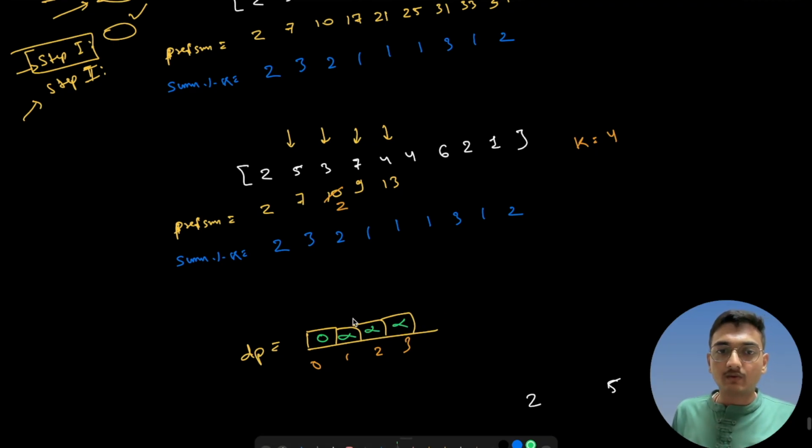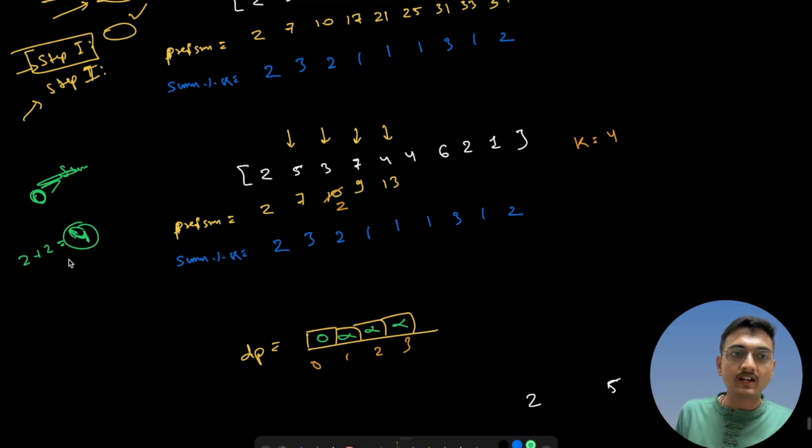What does that mean? 0 means if I got a 0 sum, let's say I got a 2, then again I got a 2, so my sum is 4. If my sum is 4, that means this 4 is divisible by 4. So did I get any remainder? No, my remainder is 0. That's why we are maintaining a 0 here.